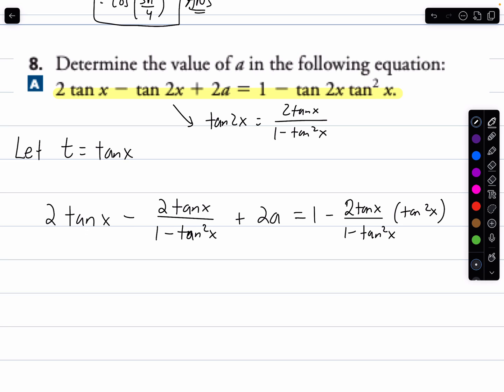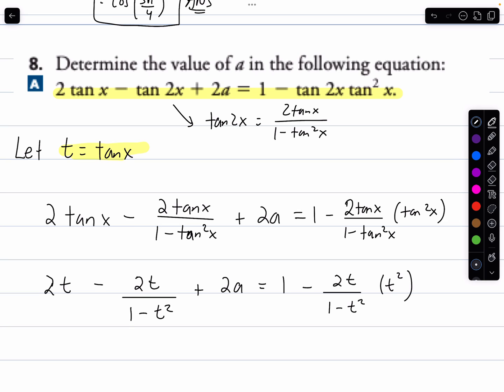So all I did was I just rewrote the question, and now what I'm going to do is actually take this t and input it in as tan x every time in this question. So I end up with 2t minus 2t over 1 minus t squared plus 2a is equal to 1 minus 2t over 1 minus t squared times t squared. So we end up with something like this.